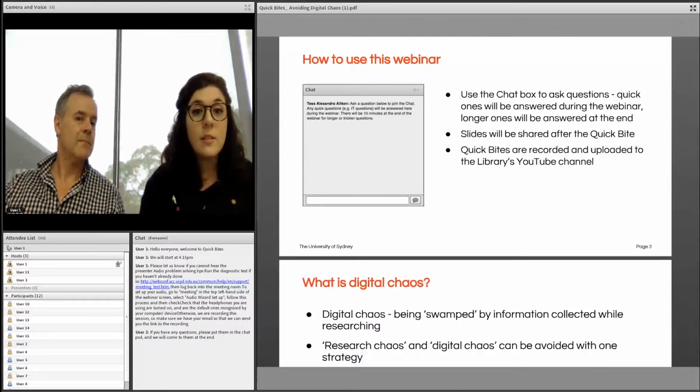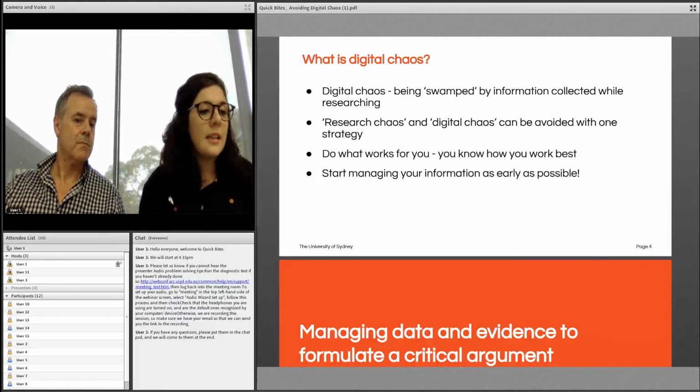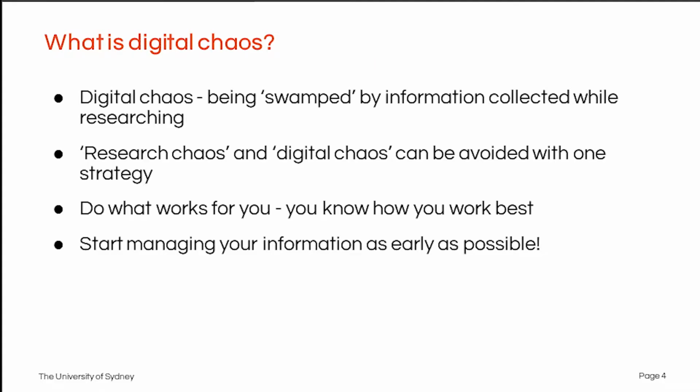Okay, so we'll get started with what is digital chaos. When we talk about digital chaos, we're talking about being swamped by too much information. As you get started with your research and get really into the process, you might find that you have hundreds of documents and you don't know which one's which, or you can't find something that you know exists. And we're going to talk about how to get around that.